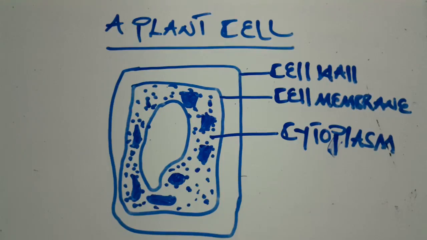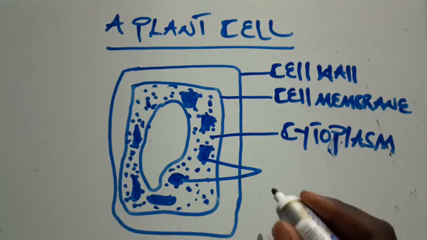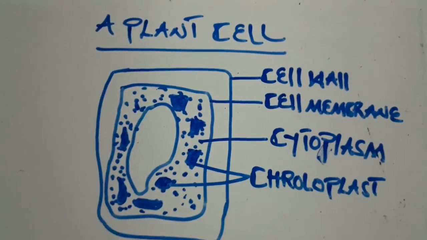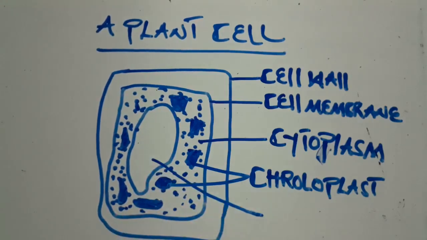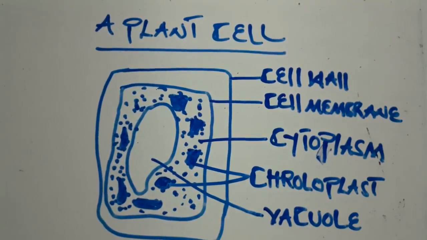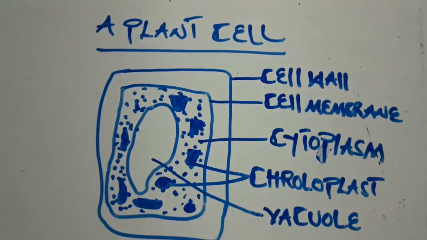Away from that, we are able to see other parts which are called chloroplasts. These parts are said to be chloroplasts. And we are also able to see this spacing inside, which is called a vacuole. Last but not least, there is a nucleus.